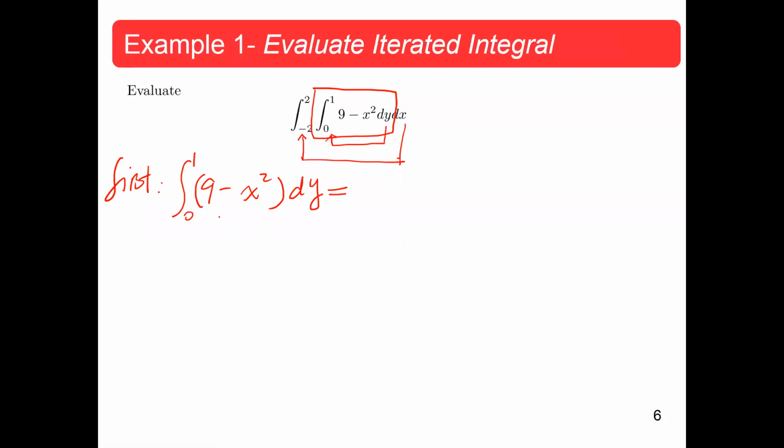So when you're evaluating this integral, remember y is the variable, okay? And 9 minus x squared, these are all constants, right? So if this is a constant, what is it going to be? It's antiderivative.